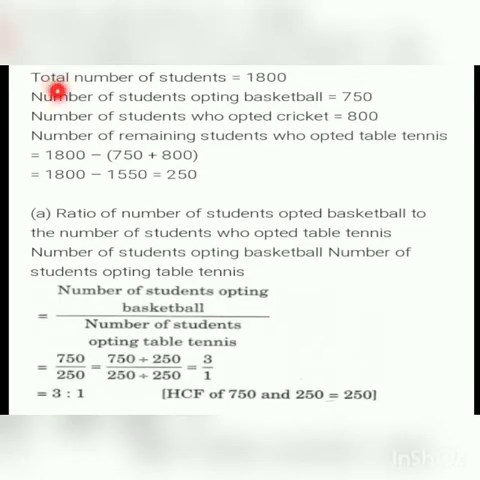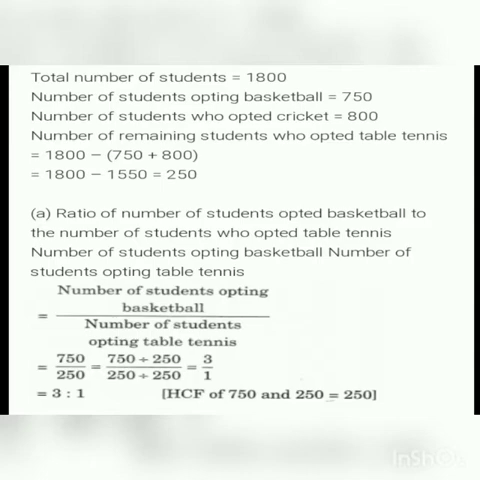So first, writing the given facts. Number of students 1800. Number of students opting basketball 750. Number of students who opted cricket 800. Therefore the remaining students who opted table tennis will be 1800 minus 750 plus 800. Here 1800 is the total students, 750 opted basketball and 800 cricket. So subtracting that will give you 250. So 250 students have opted what? Table tennis. So we got the number of students who opted different games.